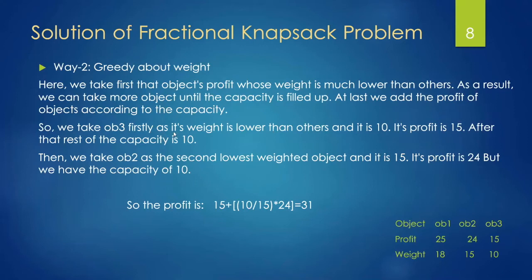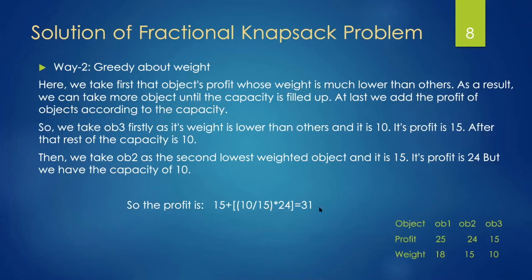So we take first object 3 as its weight is lower than others, and it is 10. Its profit is 15. After that, the rest of the capacity is 10. Next, we take object 2 as the second lowest weighted object, and it is 15. The profit of object 2 is 24, but we have the capacity of 10. So here the calculation is 15, the profit of object 3, and the fractional part of object 2. So here the answer is 31.